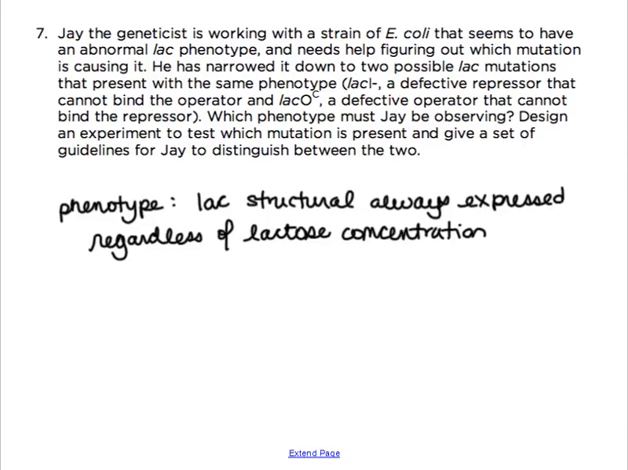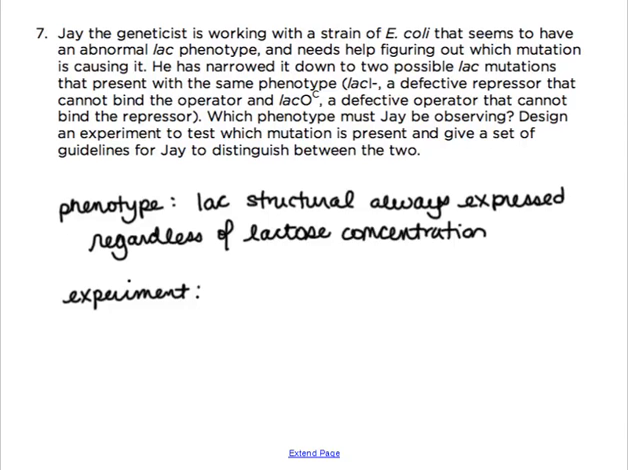So now we have to figure out an experiment for him to figure out which of the two this mutation really is, because if the phenotype is the same, there's no way to see which one it is just by observing the phenotype. So remember from earlier problems in this chapter, in the previous chapter we did with tryptophan, and then a few chapters ago we did with lactose, what's known as a merodiploid. So we're going to exploit that.